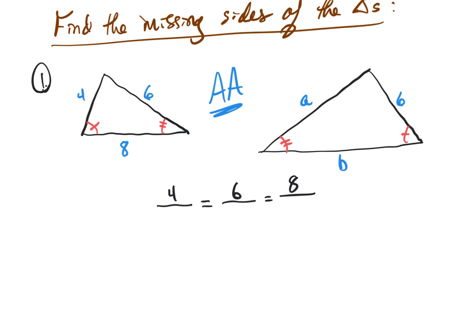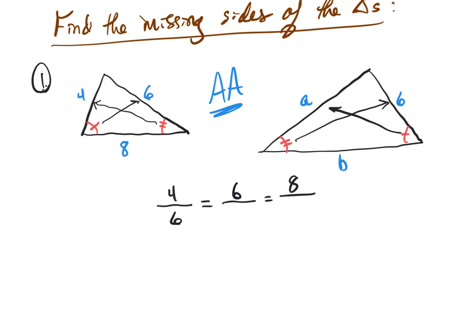Now what we have to do is match up those sides with the corresponding sides from the right triangle. And this is when we have to look across from equal angles. As an example, the 4 is across from the angle with 2 tick marks on the left, and across from 2 tick marks in the right is a 6. Across from 1 tick mark in the left triangle is a 6. Across from 1 tick mark in the right triangle is an A.